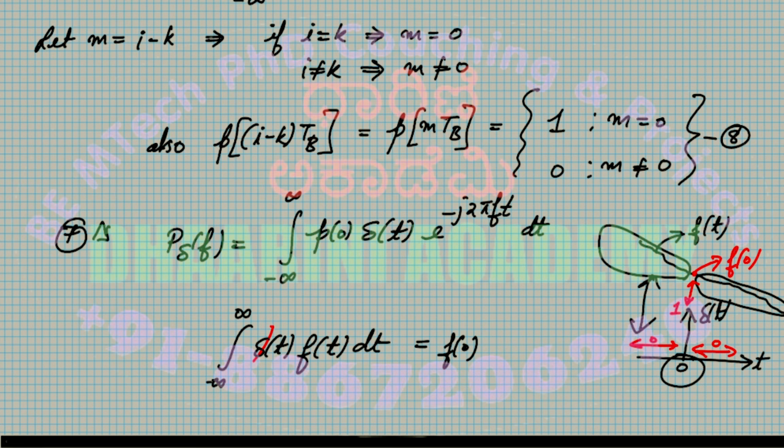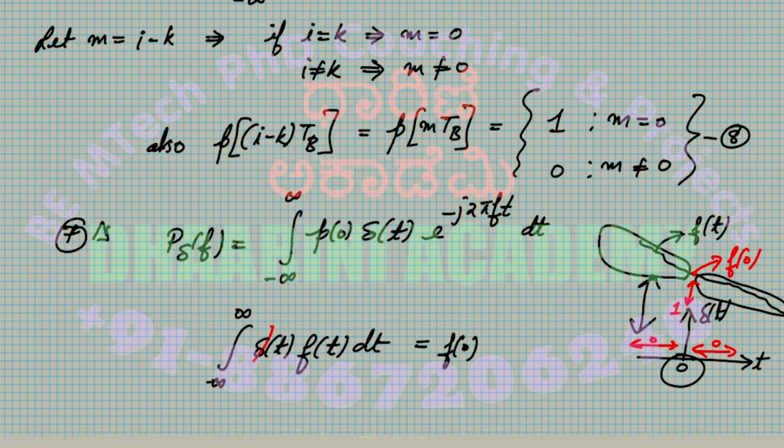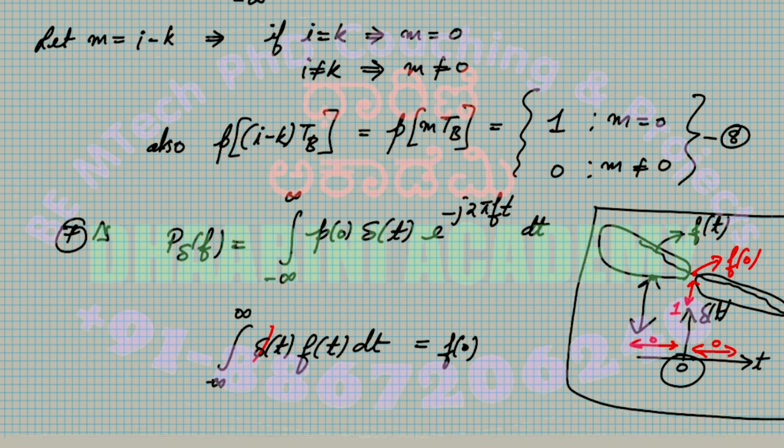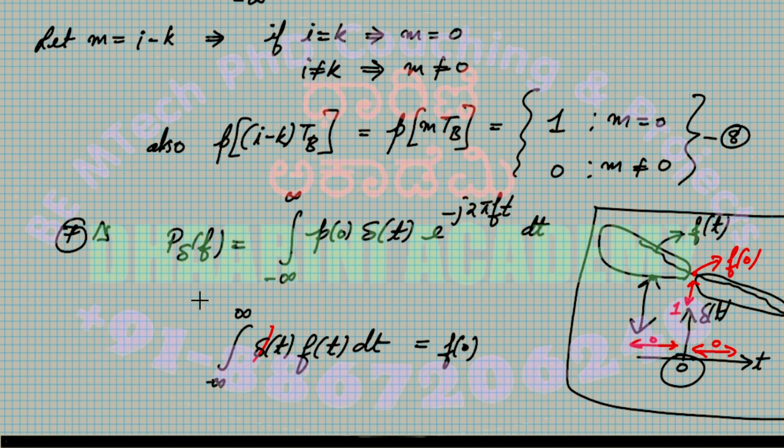Right? The f is a function. I'll put t equal to 0 because delta of t exists only at t equal to 0. Hope this is clear. Let me know if you have any doubt. That's why the answer is f of 0. That's all. So this is the general rule.